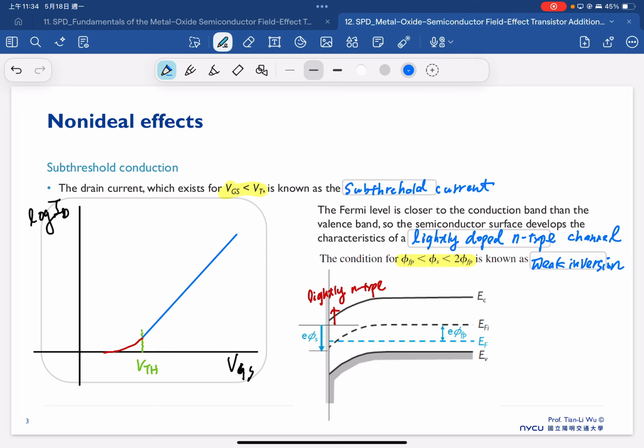For the CV characteristic, if you go back to the chapter where we talked about CV, we also talked about the regions we call weak inversion and strong inversion. In weak inversion, the semiconductor surface has already become lightly doped. So in that case we start to see a small amount of current, and that is what we call the subthreshold current, because the current happens below the threshold condition.